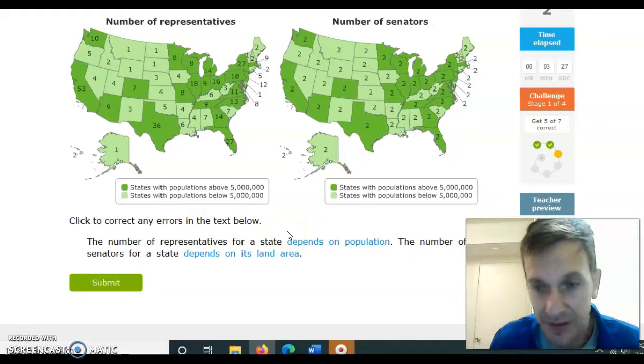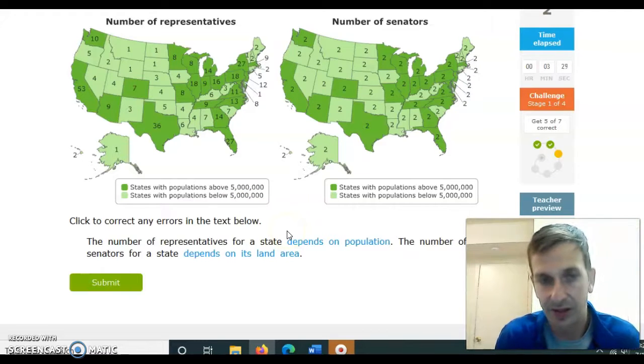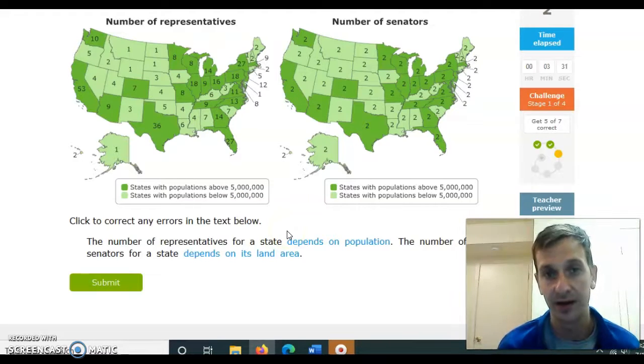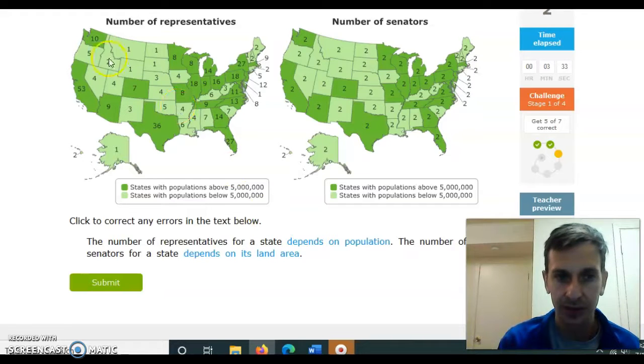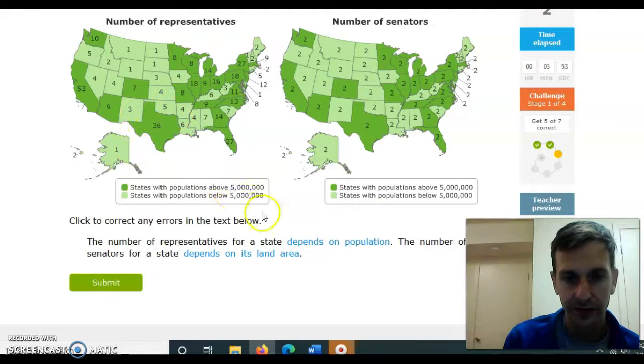Alright, so the number is 600,000. When there's 600,000 people, there's one representative. So we know that states like Delaware, which might have one representative, or North Dakota or Montana, have a lot fewer people living in them than, say, California, Florida, Texas, Pennsylvania, New York, some of the biggest states, Illinois. All right. So let's look at the next question.